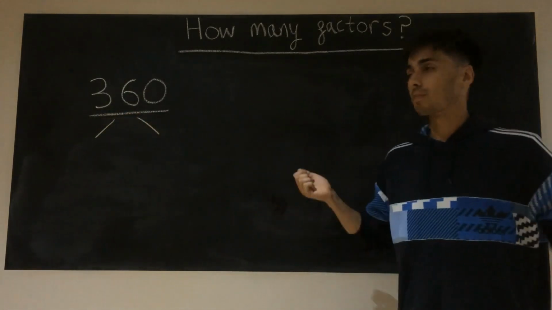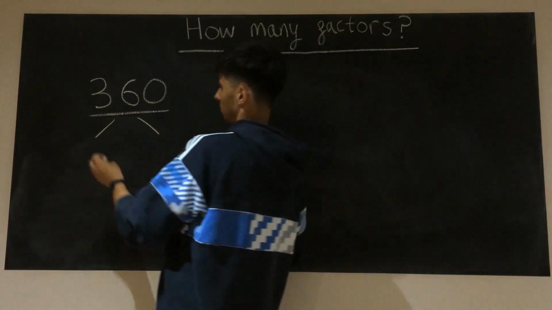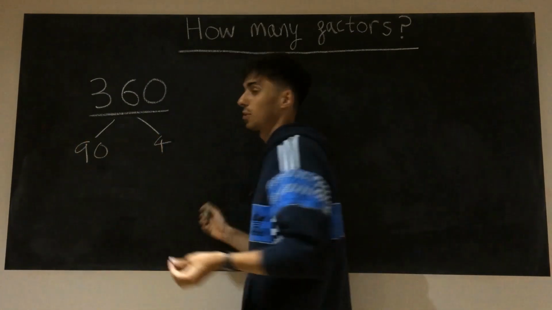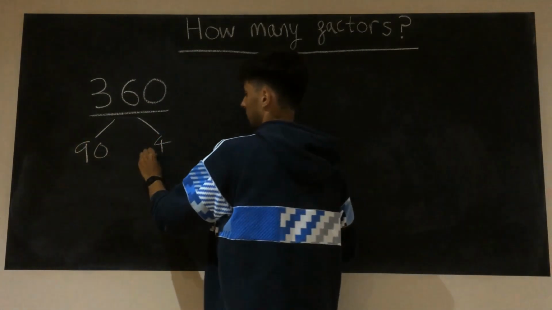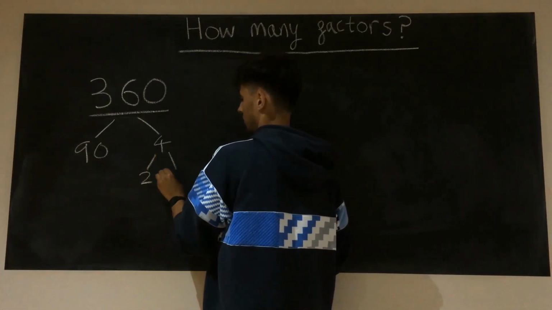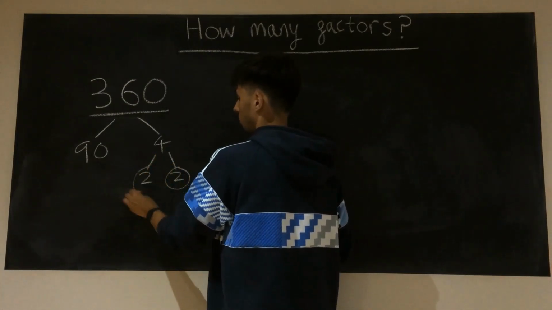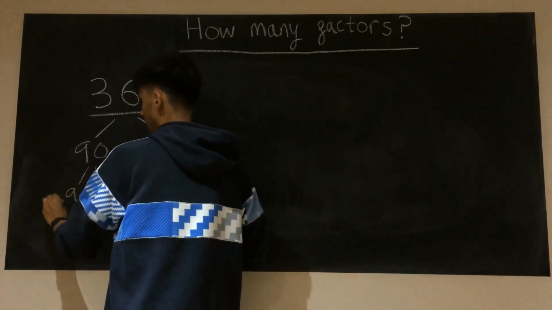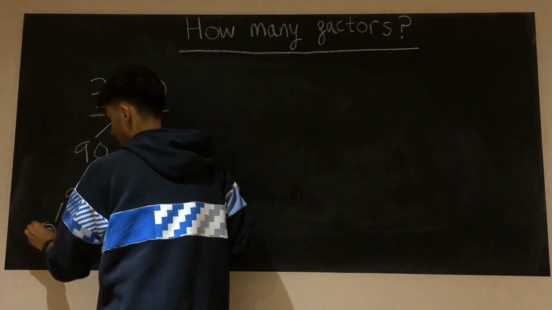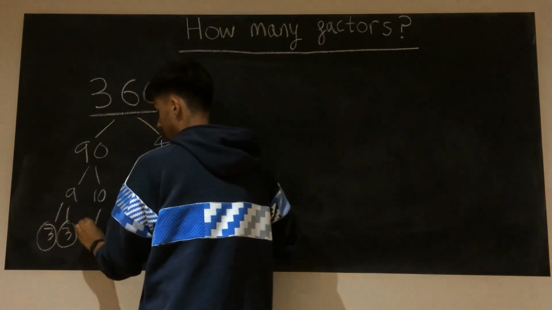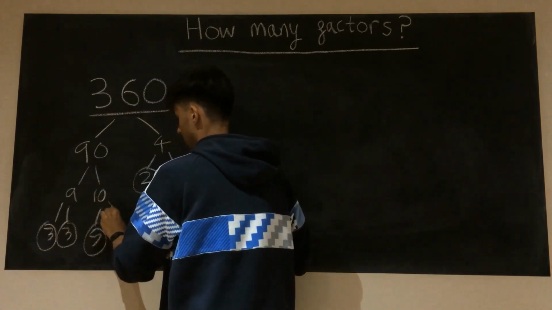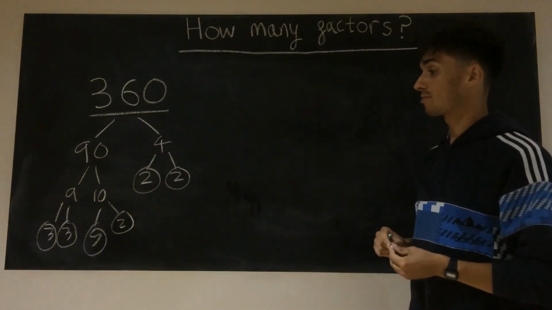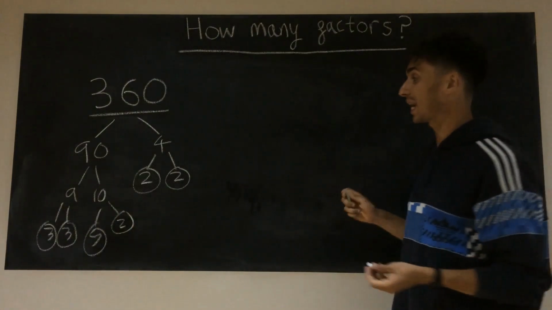So I'm going to choose to break it up into 90 times 4, but you can do whatever you like for this bit. 4 would go into 2 and 2, 90 could go to 9 times 10, so 3, 3, 5 and 2. So writing out our prime factorization then, this is the really helpful bit.